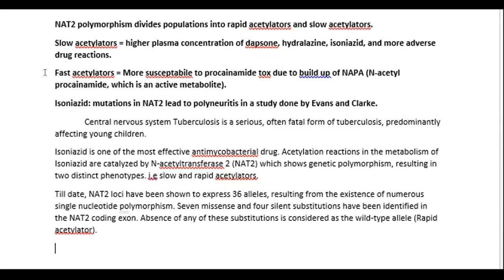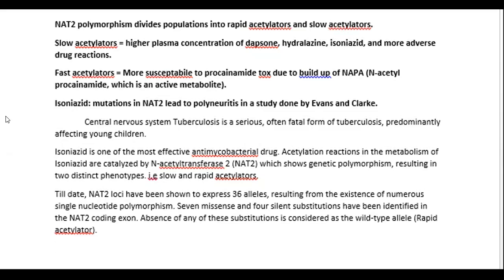Okay. So what happens in the case of slow acetylators? If the drug is given at a normal dose to a patient who is a slow acetylator, there is a decrease in metabolism. So the drug concentration increases in the body, as we can write, a high plasma concentration of isoniazid. If the concentration increases, it exceeds the maximum safe concentration, which leads to the occurrence of side effects. The same concept applies for dapsone and hydralazine as well.